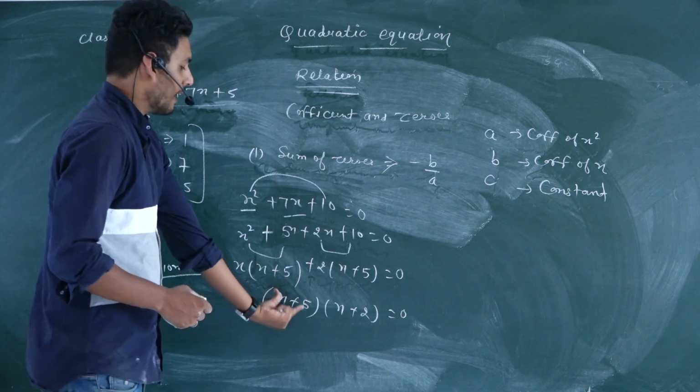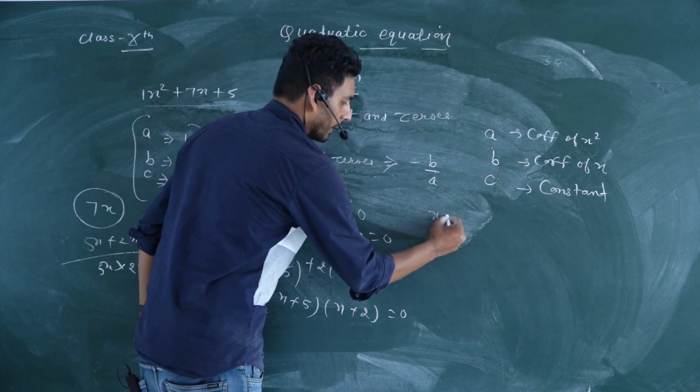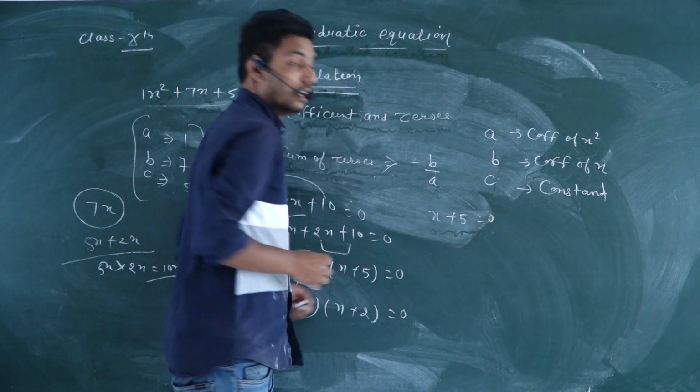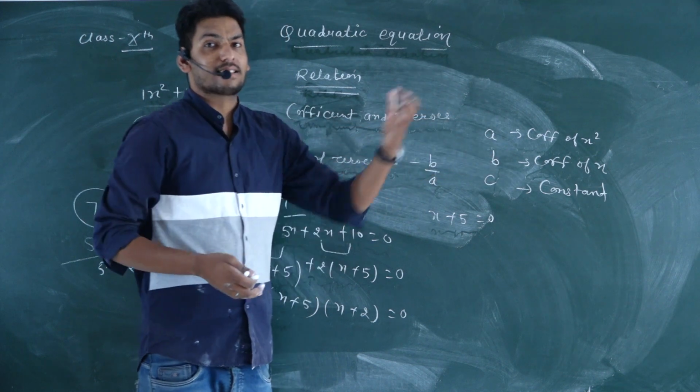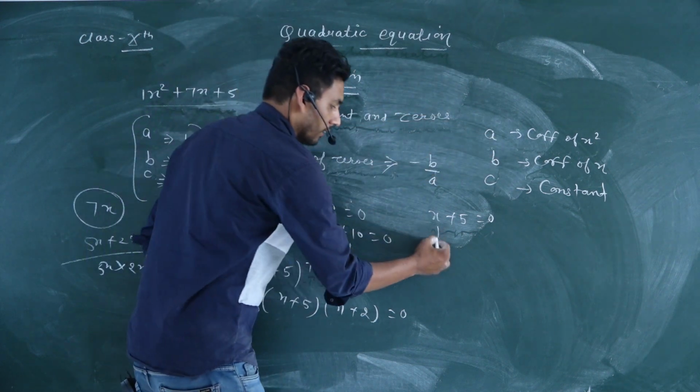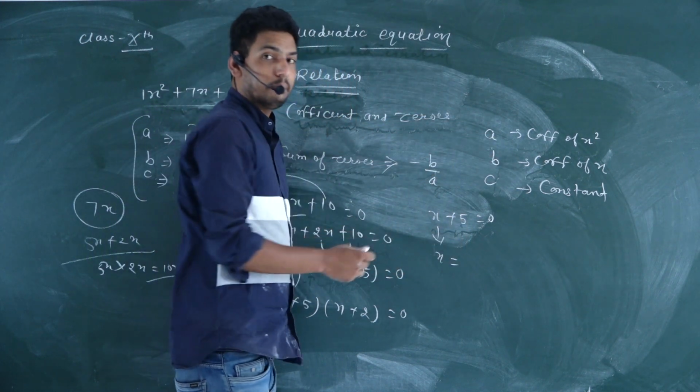Yes, what is the first factor? X plus 5. X plus 5 is equal to 0. Then how to find the value of x? We transfer the 5 to the other side, then x remains here. 5 is plus, so it changes to minus.